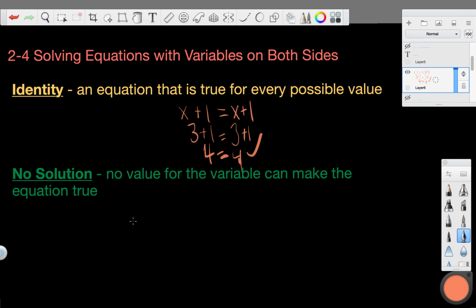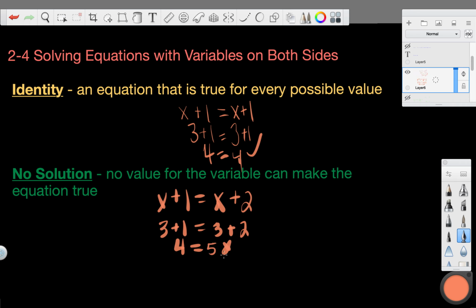Okay? Now, if we bring it down here to no solution, that means that there is not one x or one variable that will satisfy that equation. Nothing you plug in will ever work. And this is an example of that. X plus 1 equals x plus 2. If I plug in 3 again, I get 3 plus 1 equals 3 plus 2. That's not true, is it? Because 3 plus 1 is 4, and 3 plus 2 is 5. And that is not true. 4 does not equal 5. Nothing will work. Anything you plug in for x will not work. So there's no solution that makes that equation true. Okay? So we are going to put this into play, and we're going to see what we get.